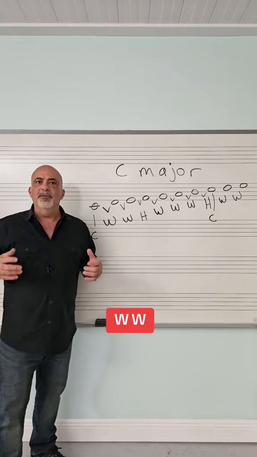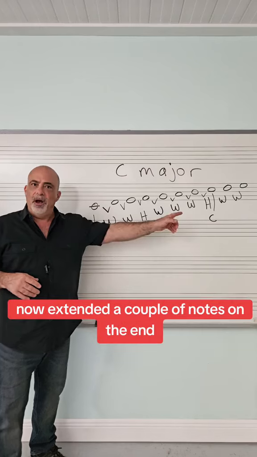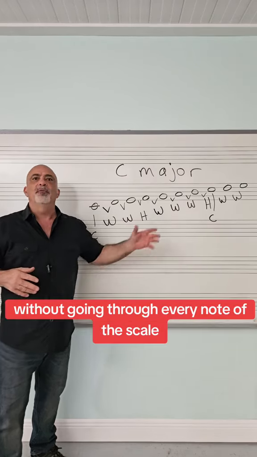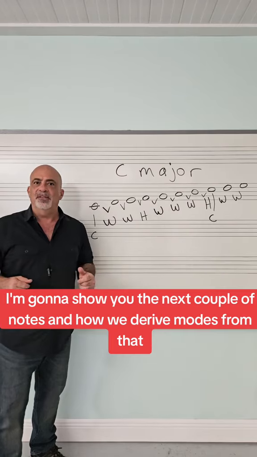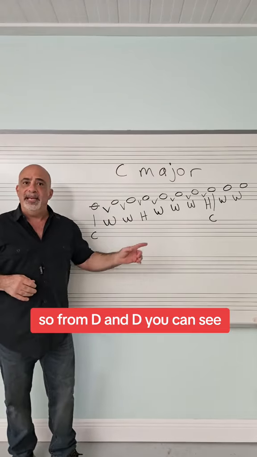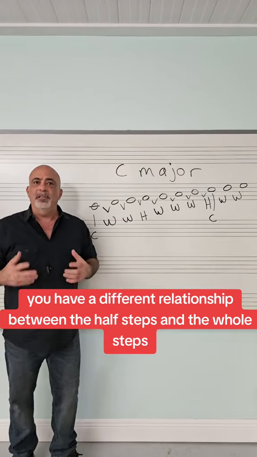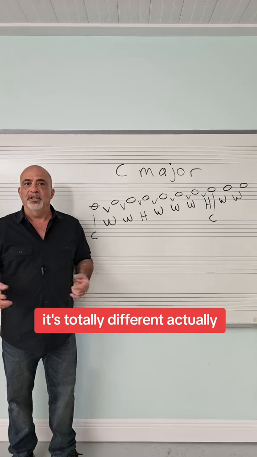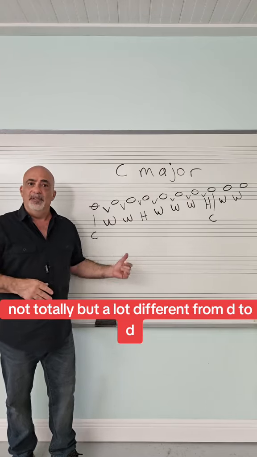W W H W W W H. Now I extended a couple of notes on the end because I'm going to show you, without going through every note of the scale, the next couple of notes and how we derive modes from them. So from D to D, you can see you have a different relationship between the half steps and the whole steps. It's totally different, actually. Not totally, but a lot different from D to D.